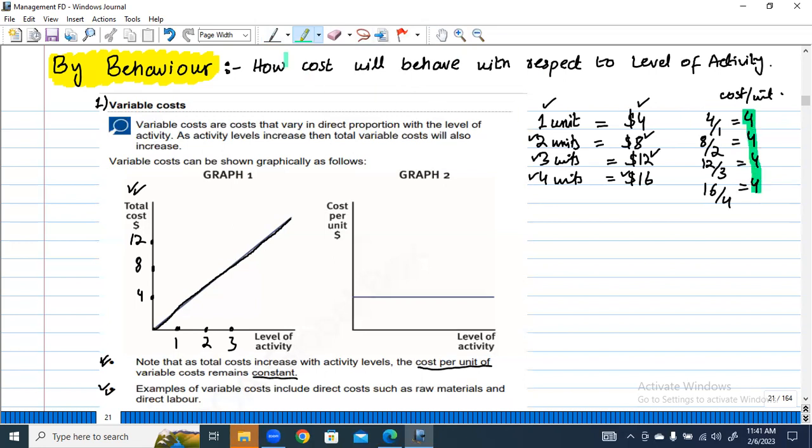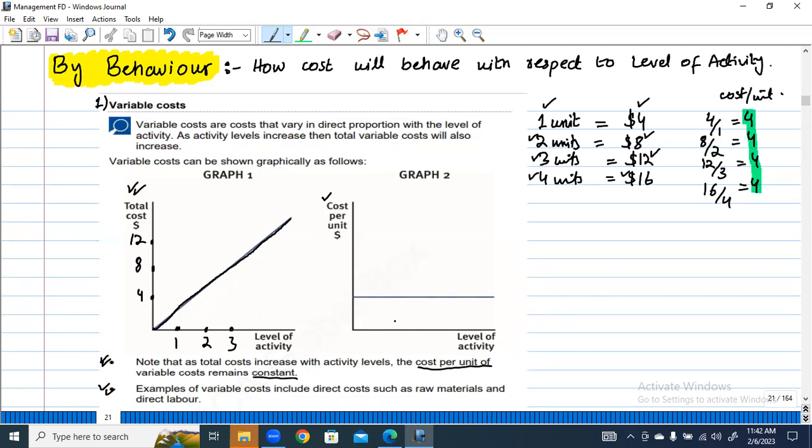So variable cost possesses two characteristics. Number one, in total it will increase, but per unit it will remain the same. Now the variable cost per unit graph is this. It is a straight line graph. The reason is simple, because regardless of level of activity, the variable cost per unit will remain the same. You need to have an idea about the graphs, because the examiner can test you by giving these graphs and ask you what behavior the cost is showing.